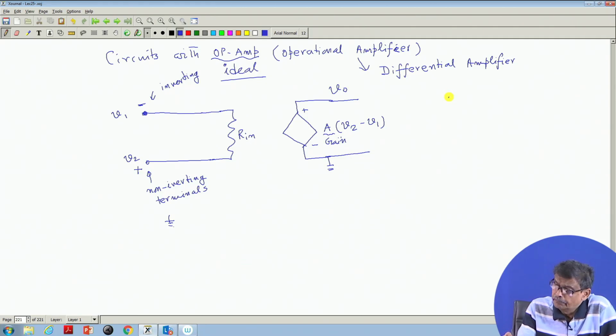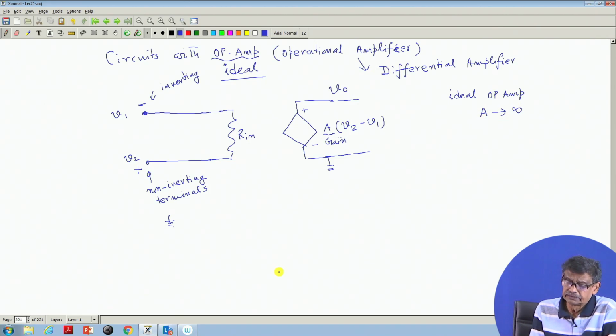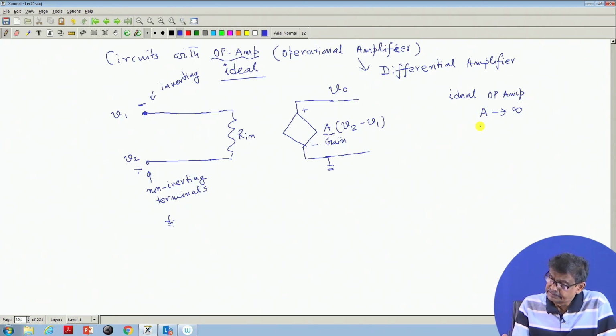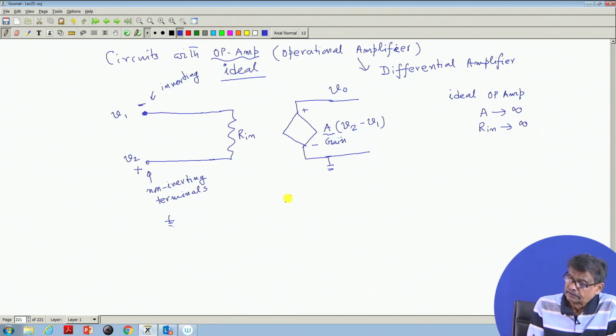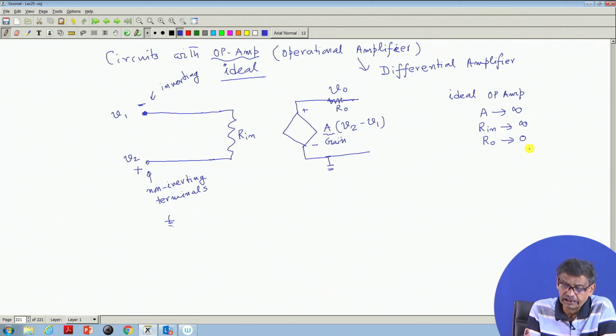Now, an ideal op-amp means the gain tends to be very high, very large. The input impedance is also very large, and if there is an output impedance, that is very low. These are the qualities of the op-amp. I will explain to you what they all mean. Okay.